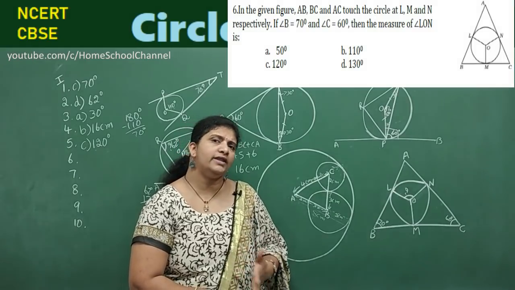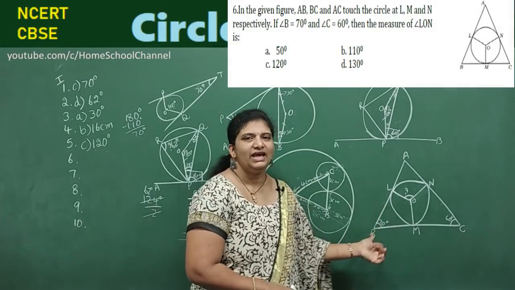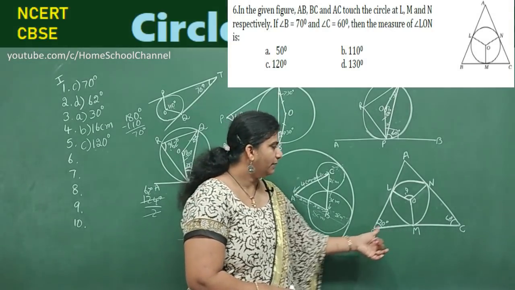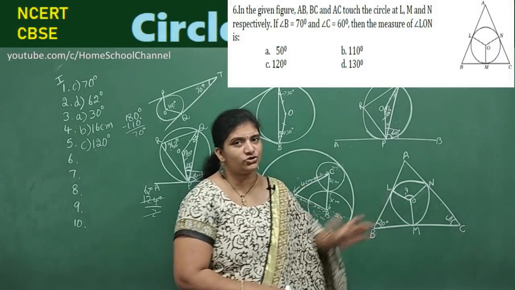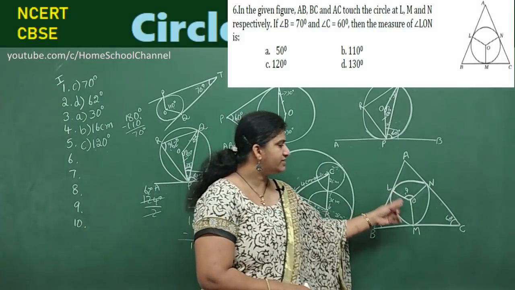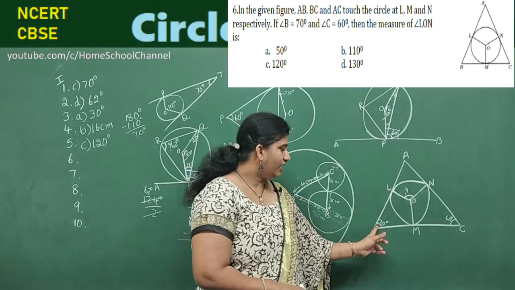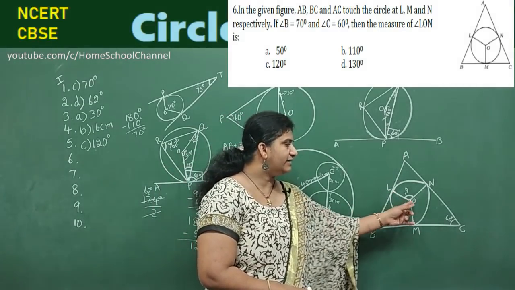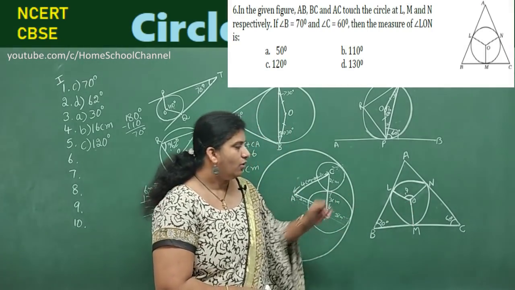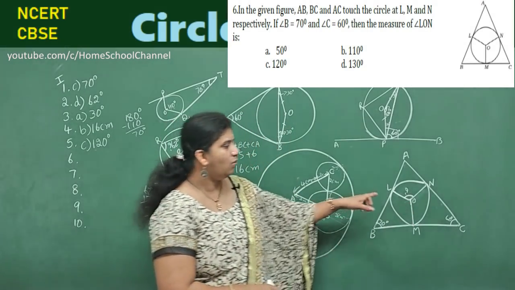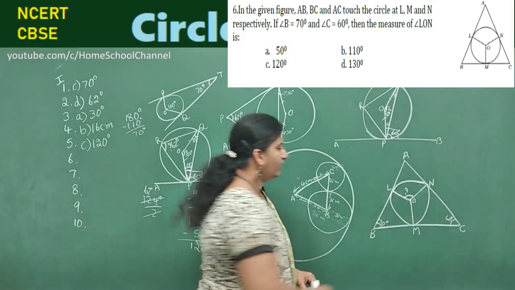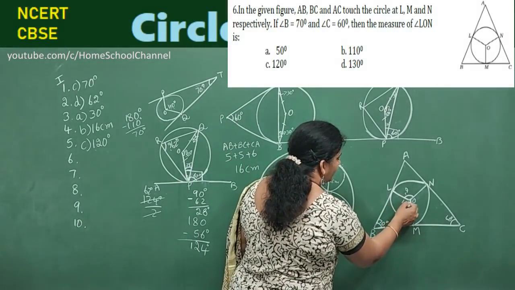Or there is another method you can choose. If B is an external point, BM and BL are the tangents to the circle. Then this angle is 90. Then the opposite angle, this angle and this angle sum will be 180. 180 minus 70 will be 110 degrees. So I may write this as 110 degrees.